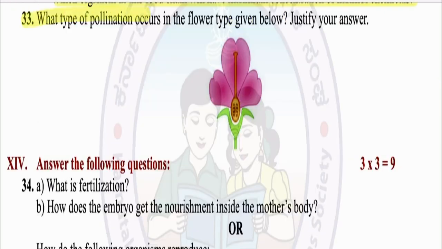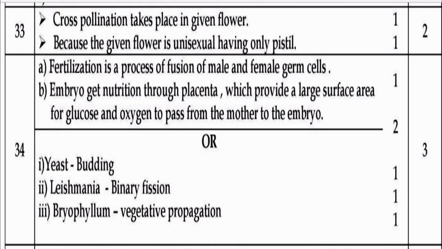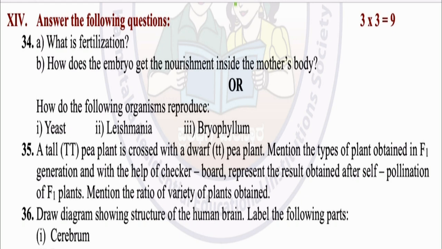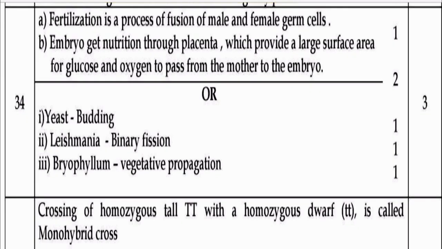What type of pollination occurs in the flower type given below? Justify your answer. Cross pollination takes place in this flower, because the given flower is unisexual, having only pistil. Next, 14th main, 34th question A. What is fertilization? Fertilization is a process of fusion of male and female germ cells.